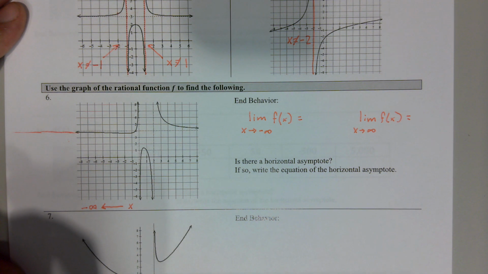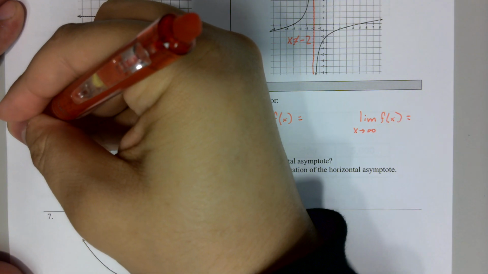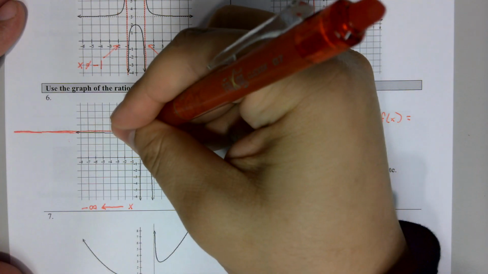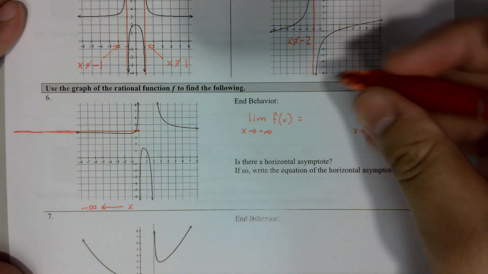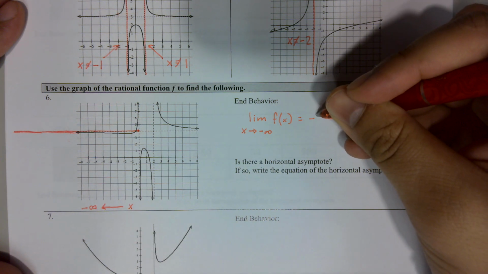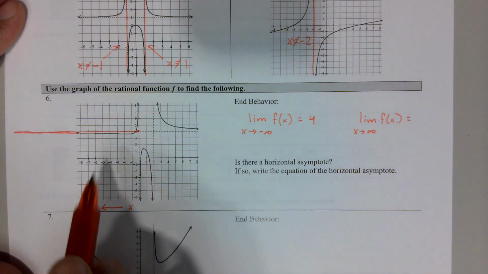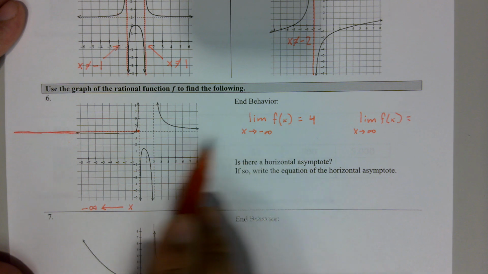And so we try to find, well, what is the y value that it's approaching as x goes towards negative infinity? And so if we try to approximate where that is, our y value looks like it's -4. And so we would say that as x goes towards negative infinity, f of x approaches, sorry, not -4, positive 4. So as x goes towards negative infinity, f of x goes towards positive 4.